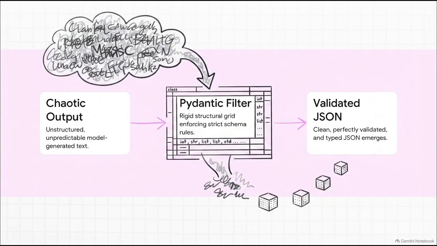I want you to visualize this process. Imagine a chaotic, unpredictable cloud of raw, model-generated text. It's unstructured, it's messy. Now imagine forcing that chaotic cloud through a rigid structural grid shaped exactly like a Pydantic class. What emerges on the other side? Clean, perfectly validated, strictly typed JSON objects. It's like magic, but it's just great engineering. This extraction process is an absolute non-negotiable for building stable systems.